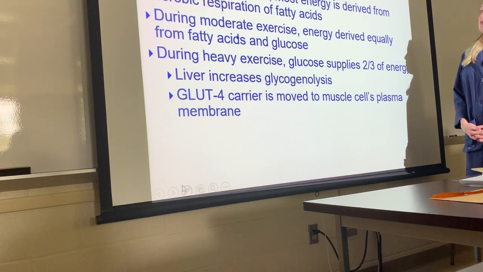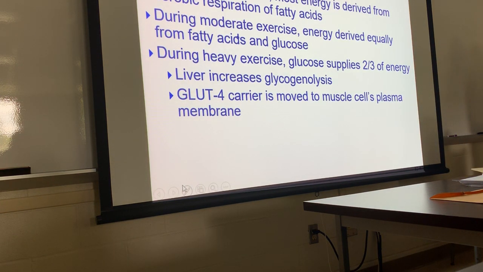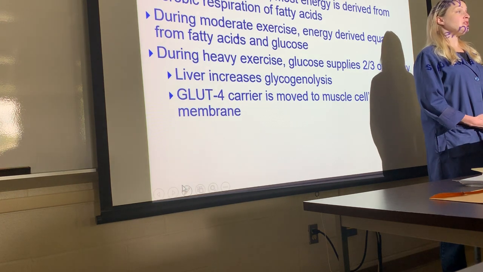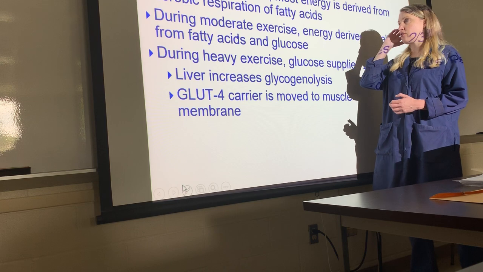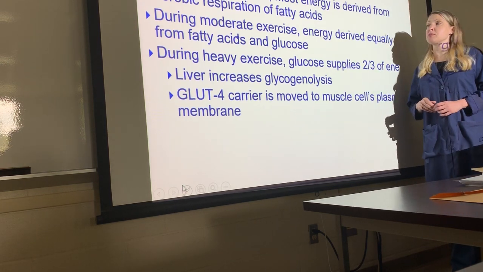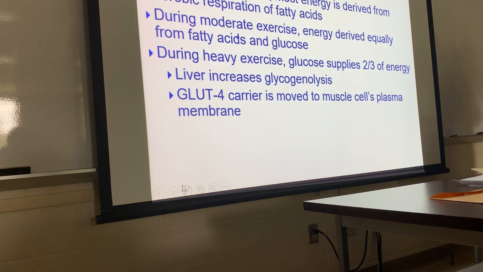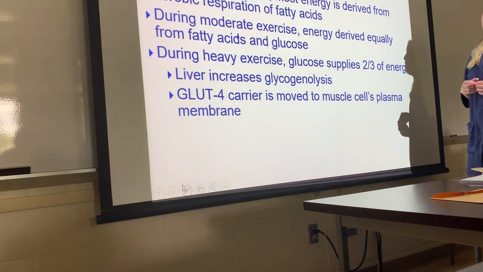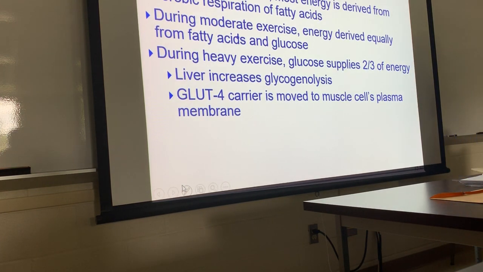So in terms of how skeletal muscles get energy and how they work metabolically, it's going to depend on the type of exercise that you're doing as to what type of fuel resource the muscles will be using. During light exercise, like if you're walking, strolling around, most of the energy is derived from aerobic respiration of fatty acids. When you're moderately exercising, energy is derived equally from glucose and from fatty acids. So this is like if you're kickboxing or doing some kind of heavier aerobic activity. During heavy exercise like weight training, glucose supplies most of the energy.